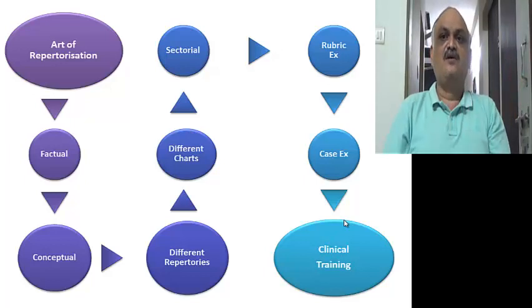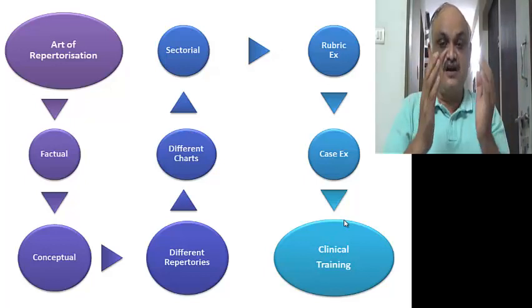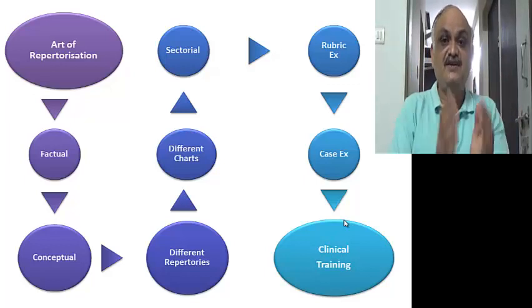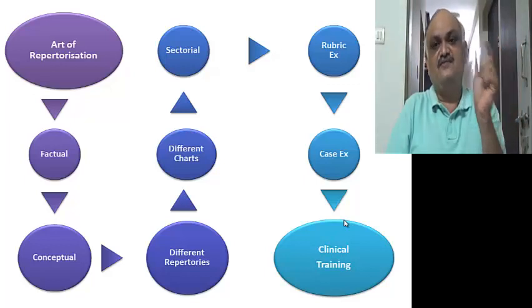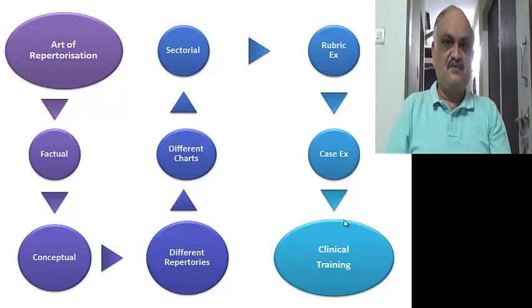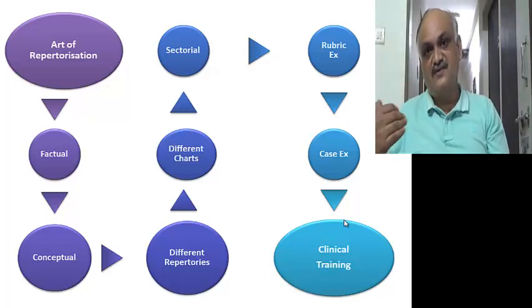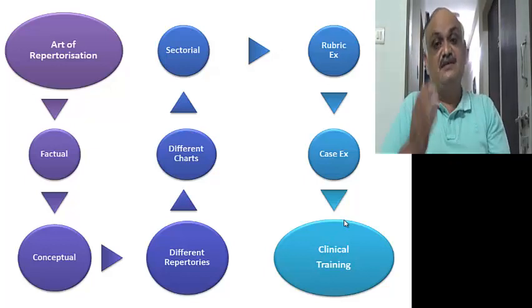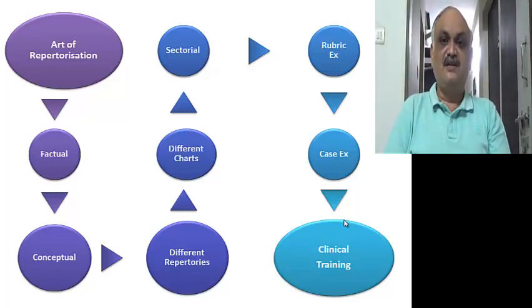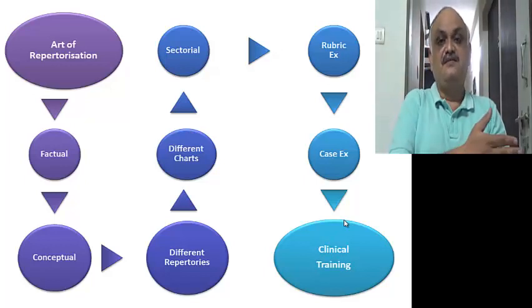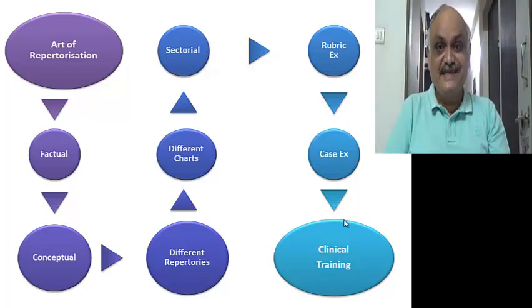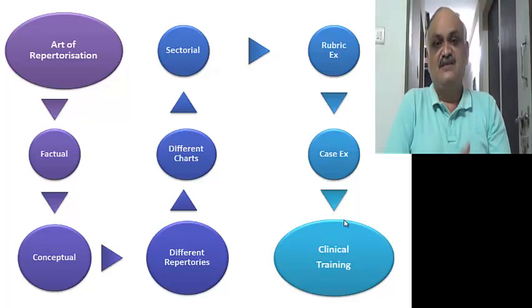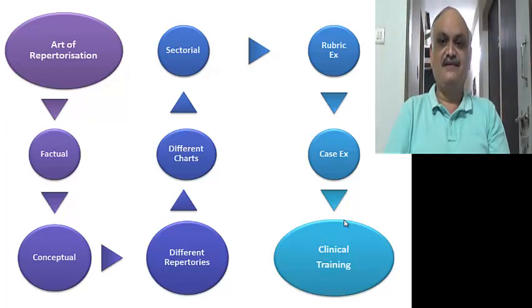So the number of medicines which cover all the rubrics gets reduced, and we have a short list of remedies. Even first we initiate with Complete repertory or Synthesis and then confirm with the Kent repertory. That way also we can differentiate, using different repertories in the same case. So this we already learned. We also sharpen our repertory skill with the help of rubric exercises and case exercises. So this is a full map of our clinical training.